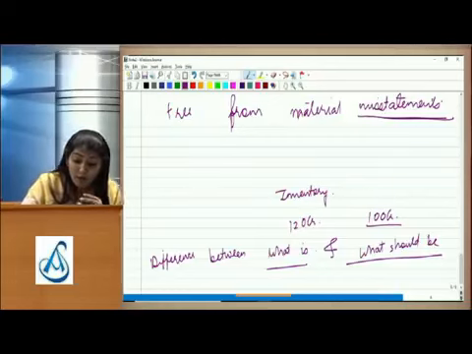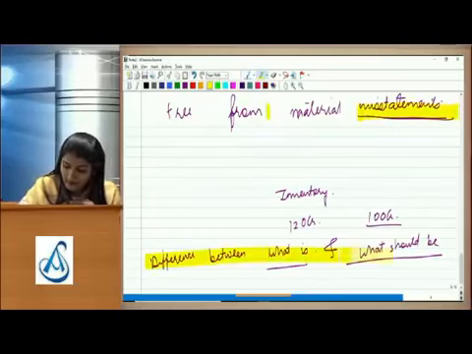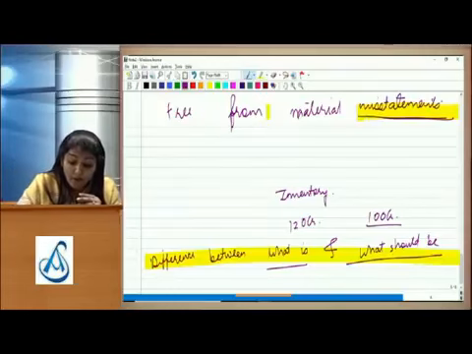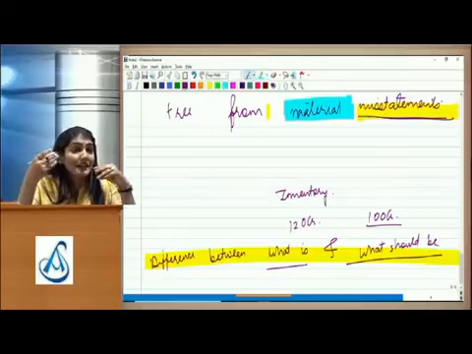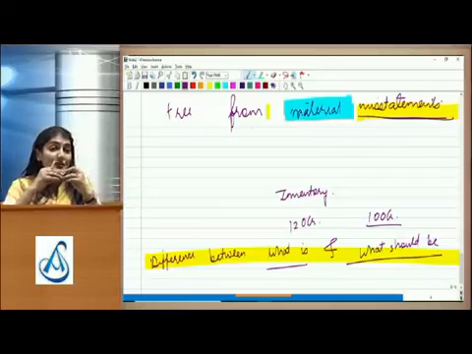Okay. Now, what is material misstatement? This is misstatement. And what is misstatement? Difference between what is and what should be. Then what is material misstatement? It comes with materiality: any item or information which might influence the decision making of the users of financial statements.